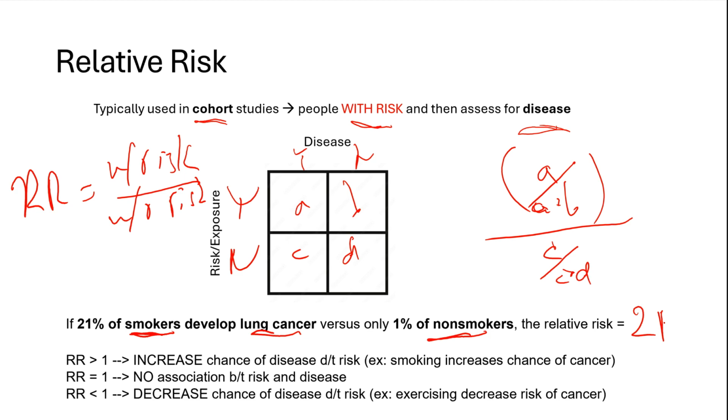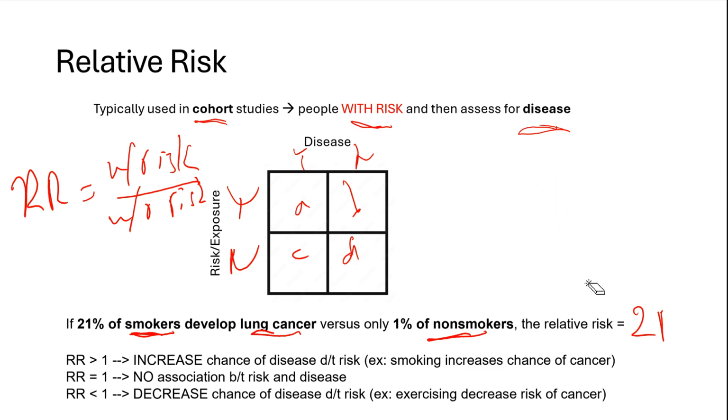Where if the relative risk is less than 1, then there's less of an association between the risk and the disease. A classic example there would be exercising. Typically, if you exercise, you do not get the disease. So we would expect the relative risk to be less than 1. And again, I'll erase this for now.